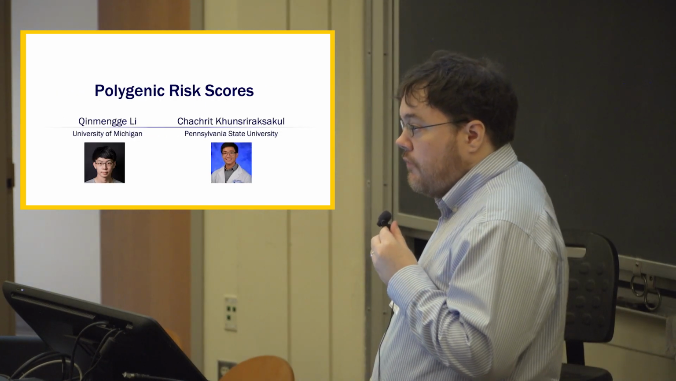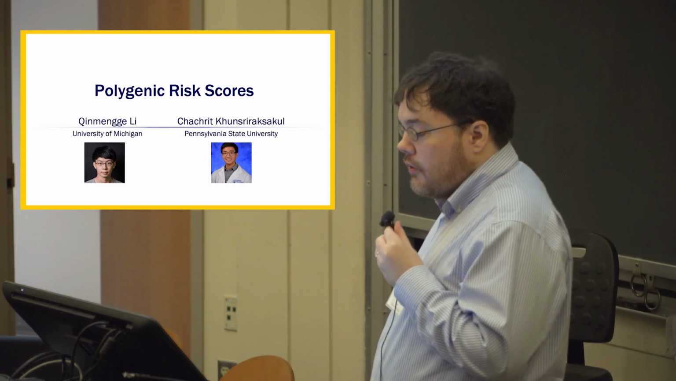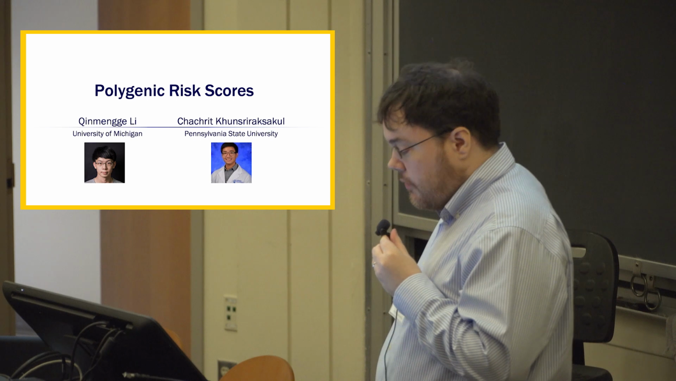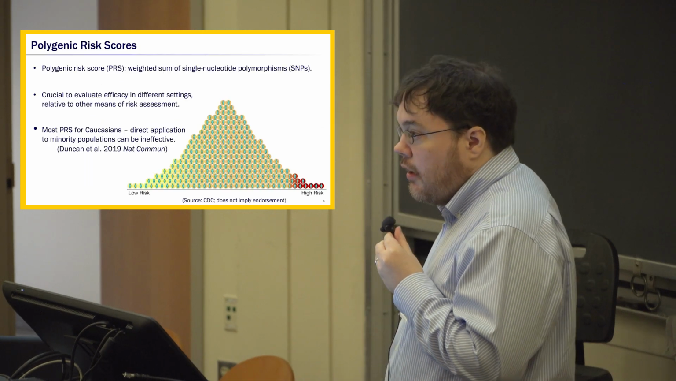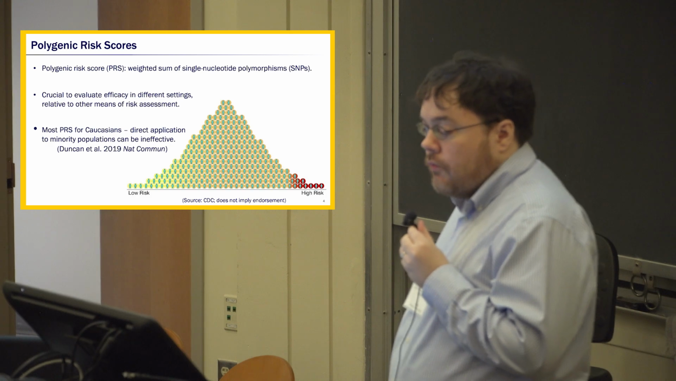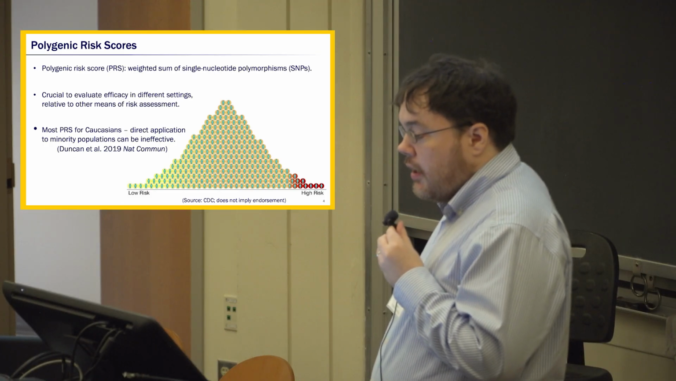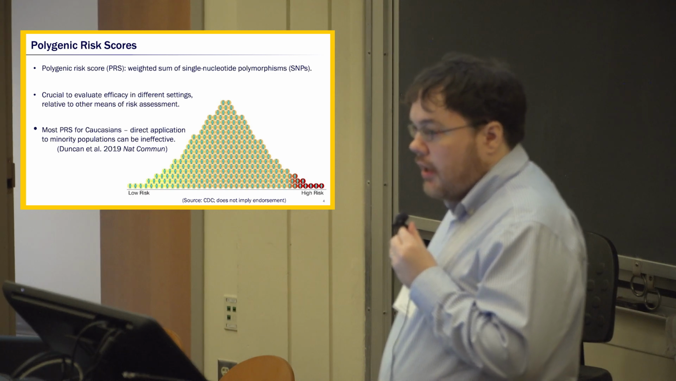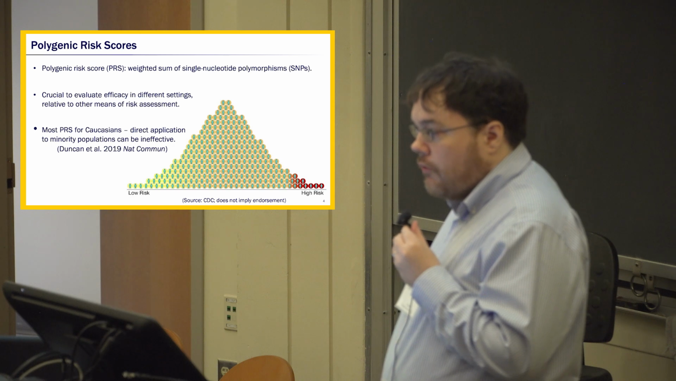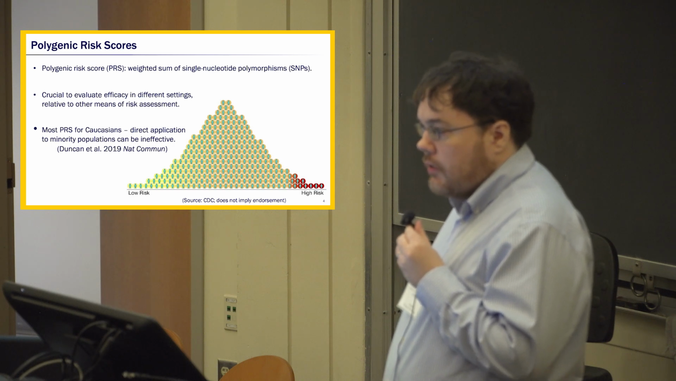So first I'm going to talk about polygenic risk scores. This is the work largely of two PhD students who I work with. A polygenic risk score is a weighted sum of different genetic markers, and these measurements to predict the risk of a certain disease are very important to evaluate for efficacy in different settings and different populations. But most of the PRS are applied to Caucasians, and direct application of those PRS to minority populations is often not very effective.